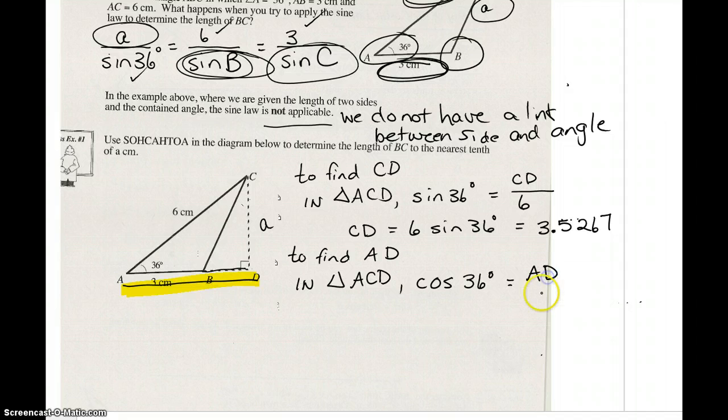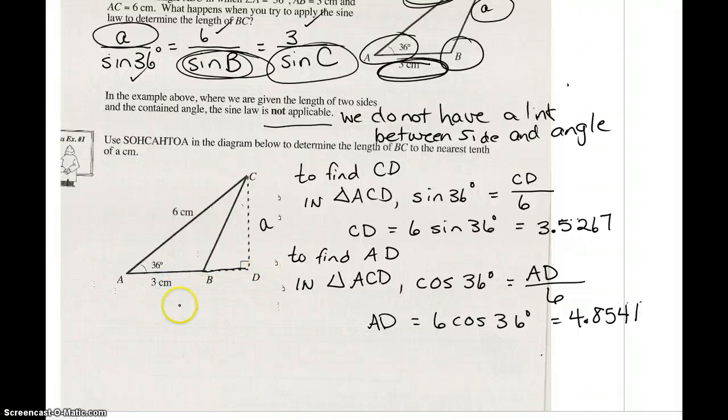So we're going to go AD, which is what we're looking for, and we'll put it over the hypotenuse, which is 6. When I do a little bit of algebra and multiply both sides by 6, I end up with 6 cos 36 degrees, and that number becomes 4.8541. Now, what am I looking for? I am looking for the length of BD. So if I have AD and I have AB, I'm going to be able to find my BD.